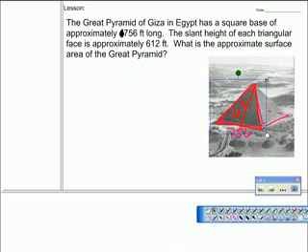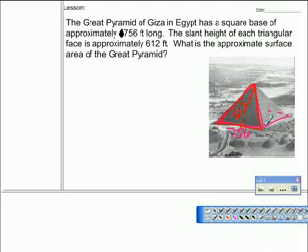Why 4? Four sides because it's a square pyramid, right? If it were a triangular pyramid, what would I be multiplying by? 3, because there are only 3 triangular faces. Now, in this problem, we're assuming that we're including the base as part of the surface area also. We're just assuming we're including that square, even though it's on the ground.